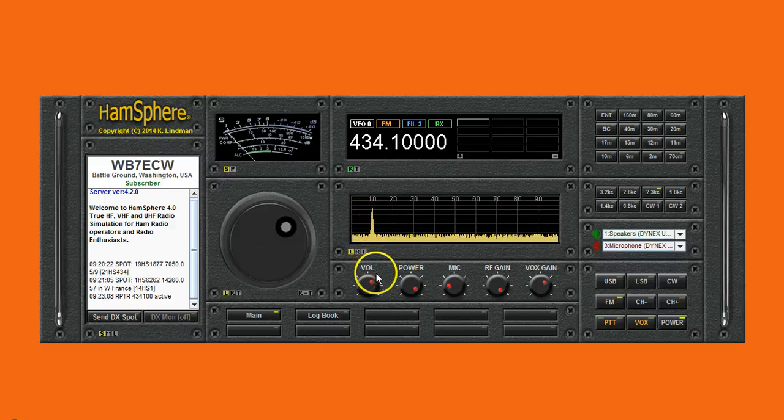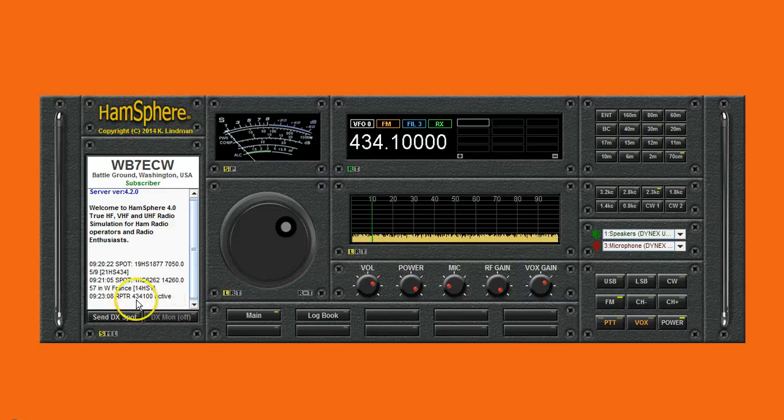Here we go. Okay, that was a repeater on the 70 centimeter band identifying itself because someone probably keyed it up. There it goes, IDing itself.